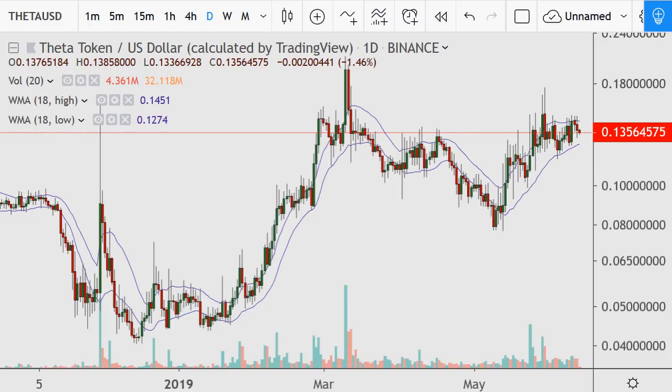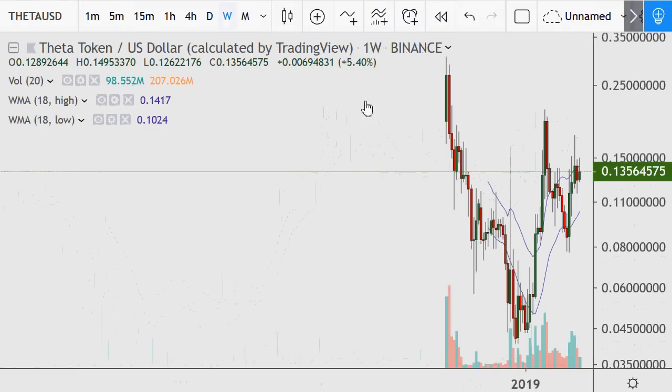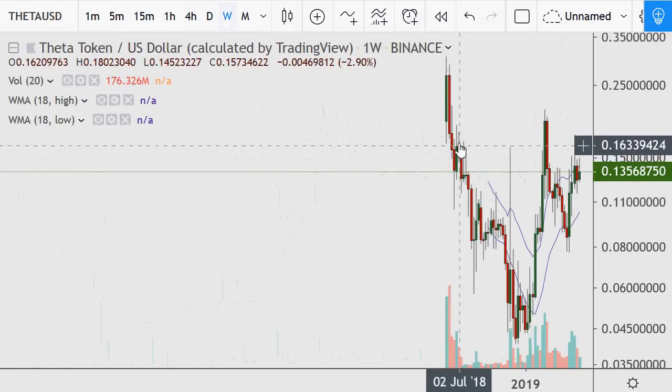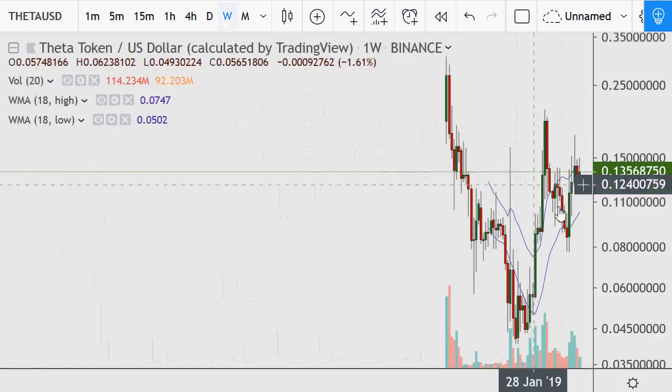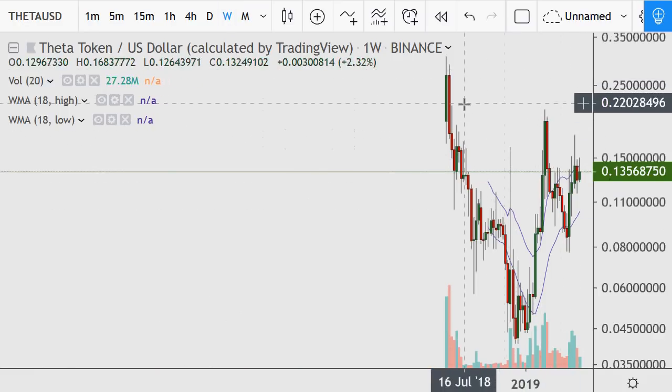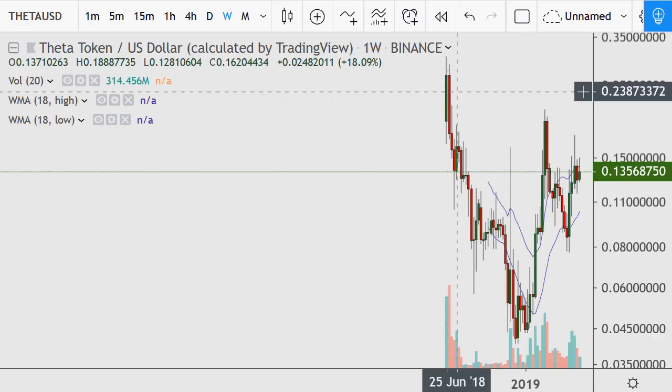And of course, this is the Theta coin against the US dollar on the daily, weekly time frame, which has had a nice little run so far this year. This data goes back to June of last year, a little over one year's worth of data.